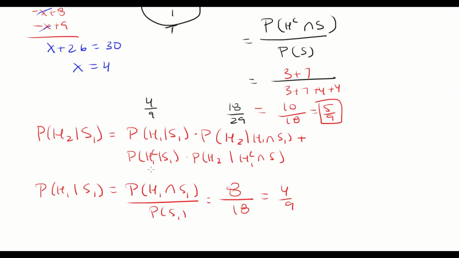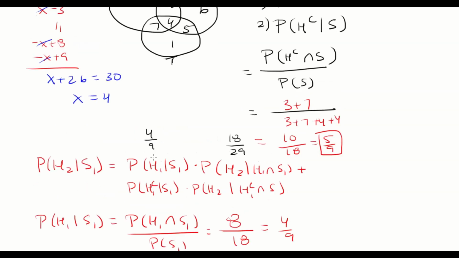And then the probability the first person does not play hockey given that the first person plays squash. We could just use a Venn diagram for that. Or you could just say that's the complement of this one right here, which is 5 9ths. And then we look at the probability the second person plays hockey given the first person does not play hockey but plays squash.